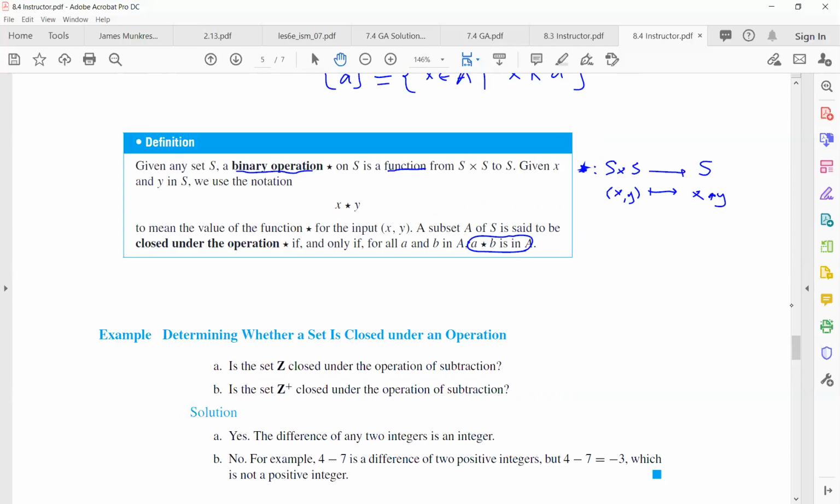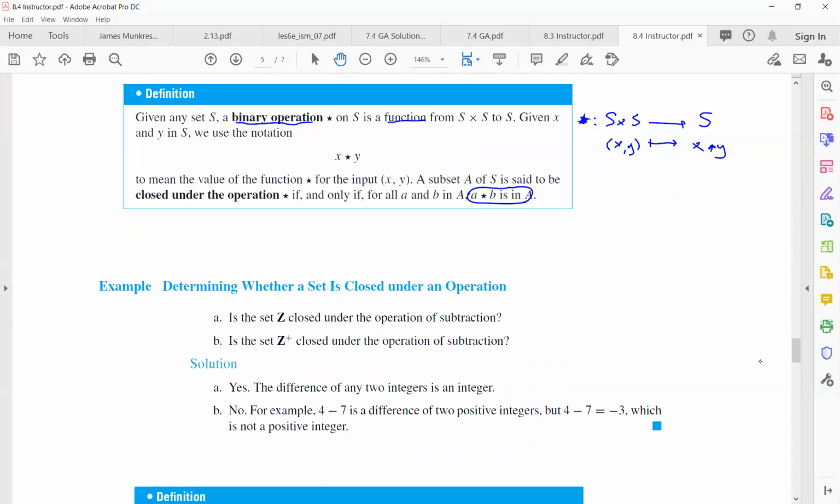Let's go over one example to see what's going on. If Z is given, the set of all integers, is this closed under subtraction? It means that if I take any two random elements from Z and find the subtraction between these two elements, is this going to be in Z? Of course, the subtraction between two integers is also an integer.